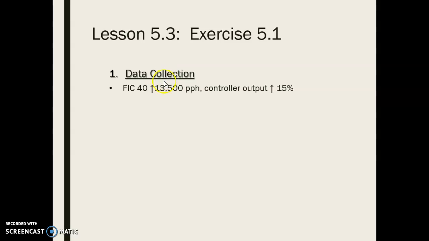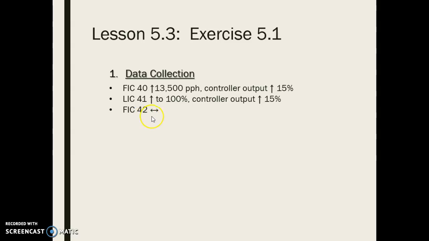Okay, we're going to collect our data. FIC 40, the flow of steam to the reboiler E3, is up. The controller output is up. They're up 13,500 pounds and 15%. LIC 41 is up to 100% and the controller output is up 15%. What that's telling us is that these two are linked together. Remember, cascaded. So if this is up, this should be up.